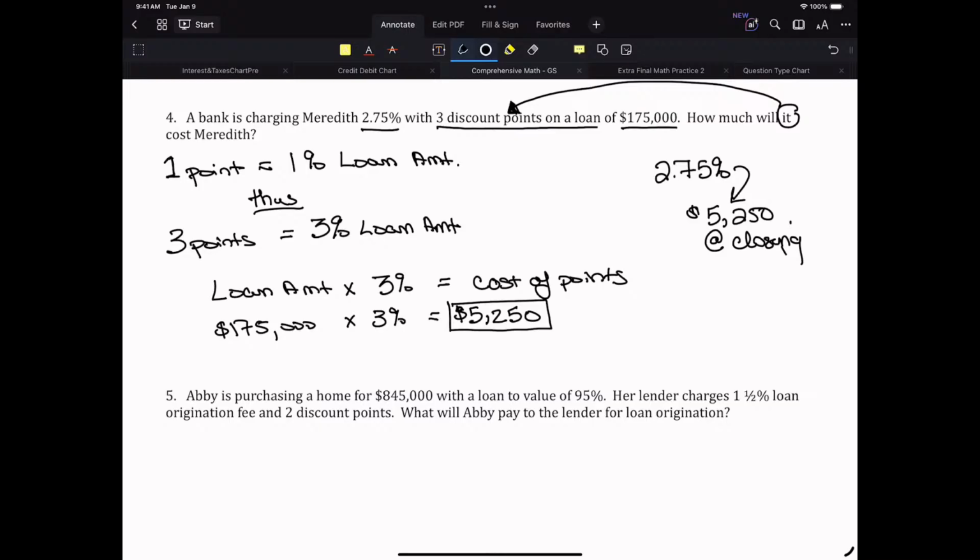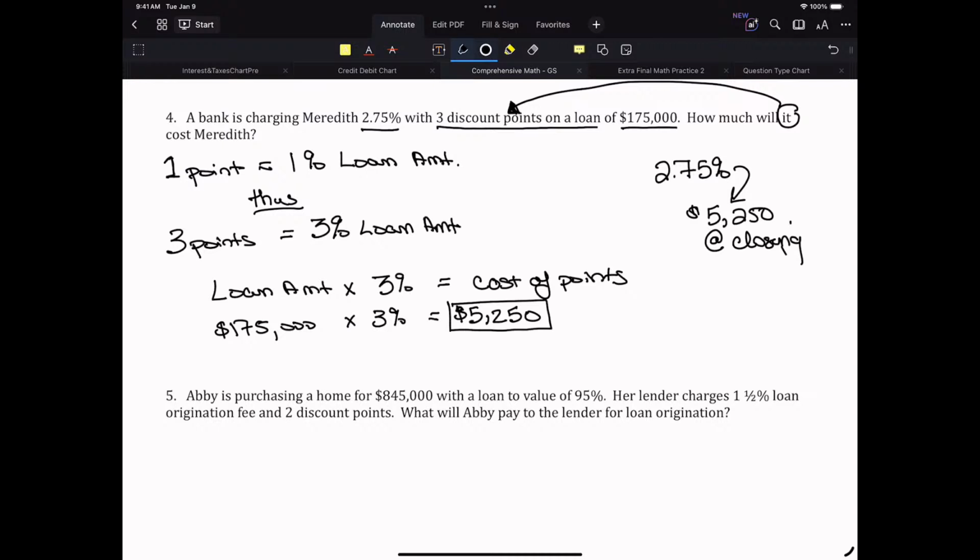But I kind of like points. And I say that because if they ask you the cost of the points, it's real easy. It's 1% of the loan amount. Now, when they ask you, hey, what does it do? Then it gets a little more complicated. Then we get into the eighths and stuff, right?